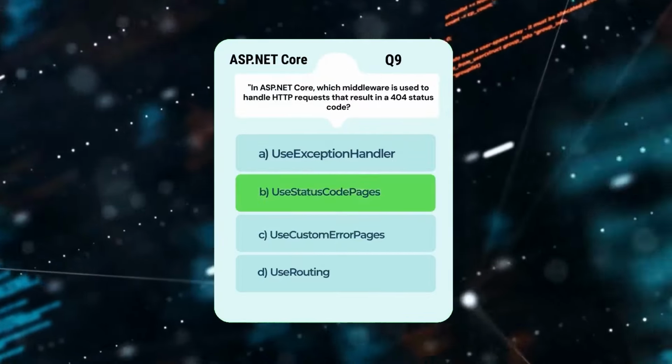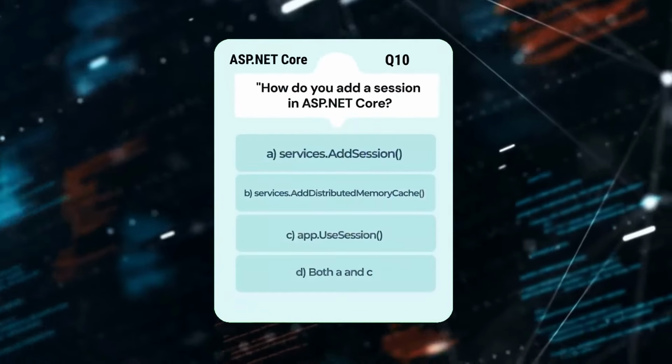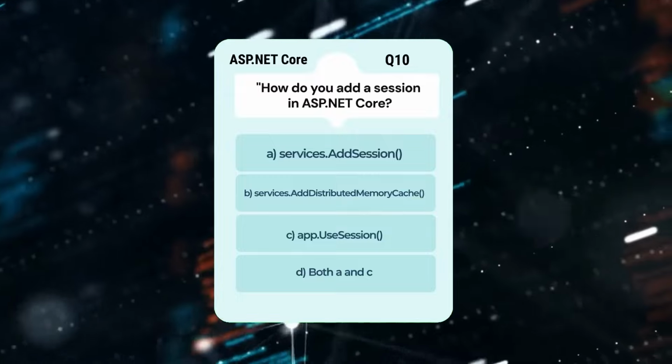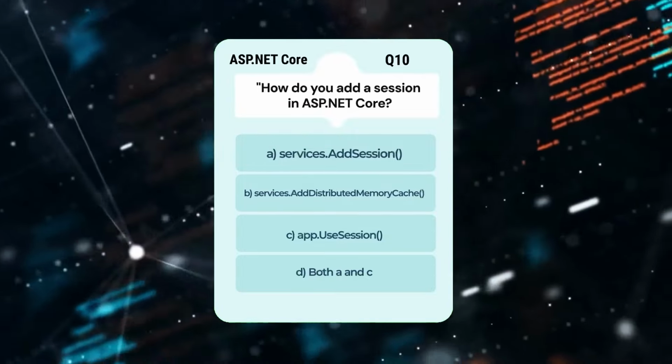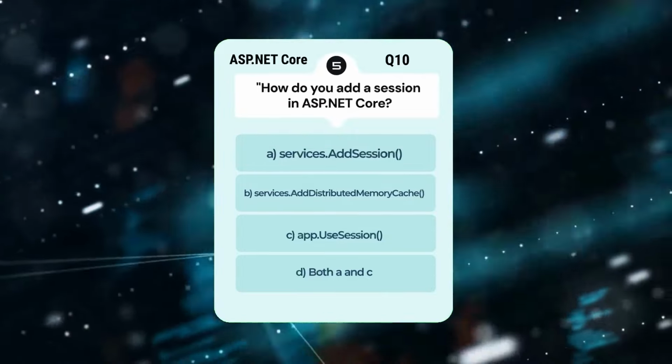Answer: B. How do you add a session in ASP.NET Core? Options: A. services.AddSession B. services.AddDistributedMemoryCache C. app.UseSession D. Both A and C.